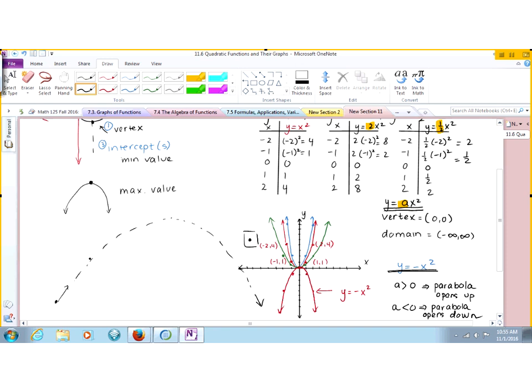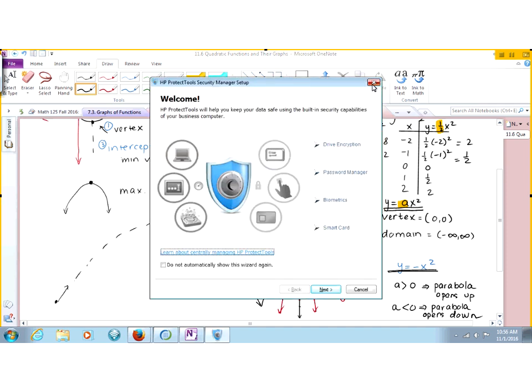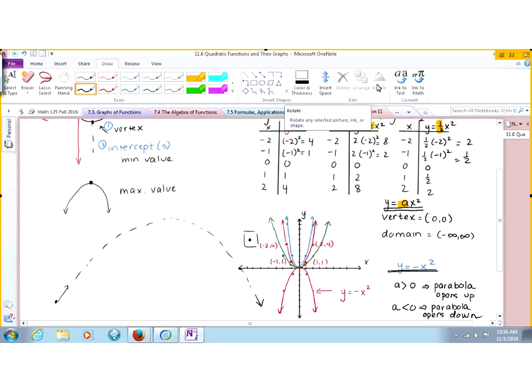Okay. Anyway, which one has a parabola that opens down? When does it open down? When a is negative. So when a is less than 0.